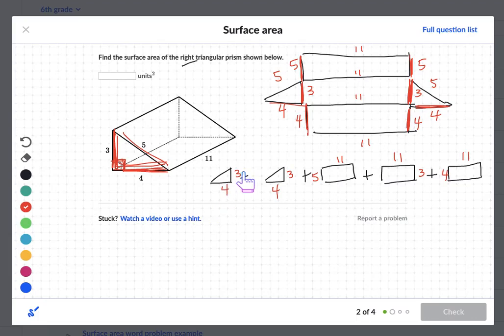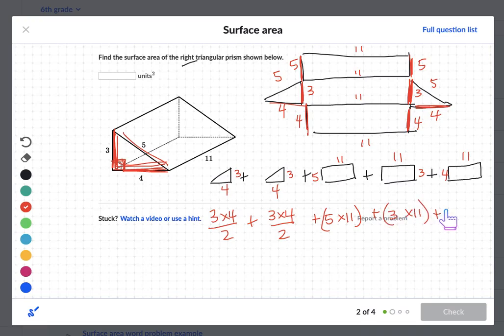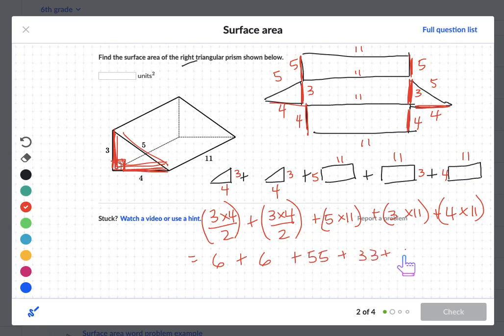Okay. And remember, it's base times height divided by 2. So 3 times 4 divided by 2, plus another 3 times 4 divided by 2, because those are triangles. And these are just straight up multiplications. So hopefully you set it up this way as well. I'm putting parentheses around there to know that these should be done first before we do the additions at the end. Okay. 3 times 4 is 12. 12 divided by 2 is 6. So this is 2 6s. This is a 55, this is a 33, and this is a 44.